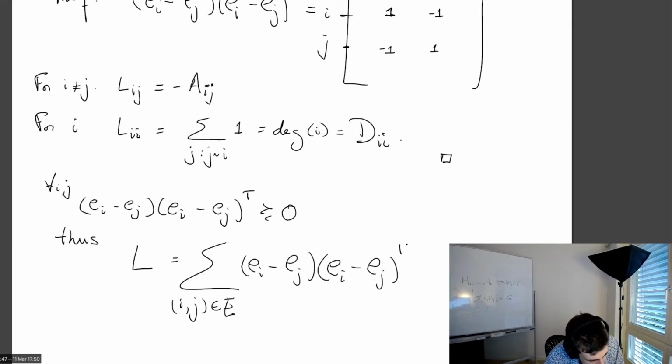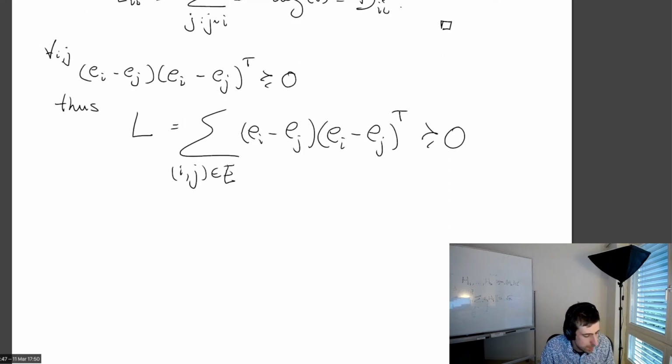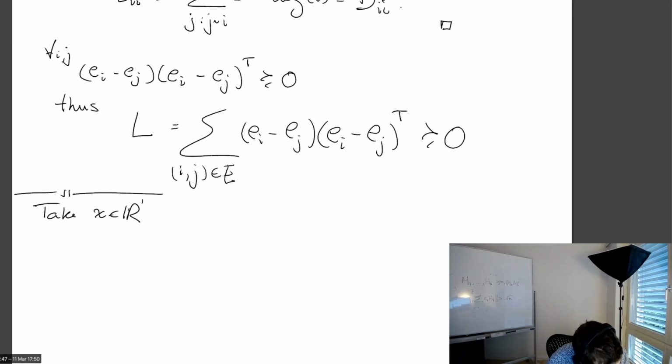Turns out that this matrix says a lot about the graph, positive semi-definite. Okay, now here's what's really important about this matrix. So take x in R^n.